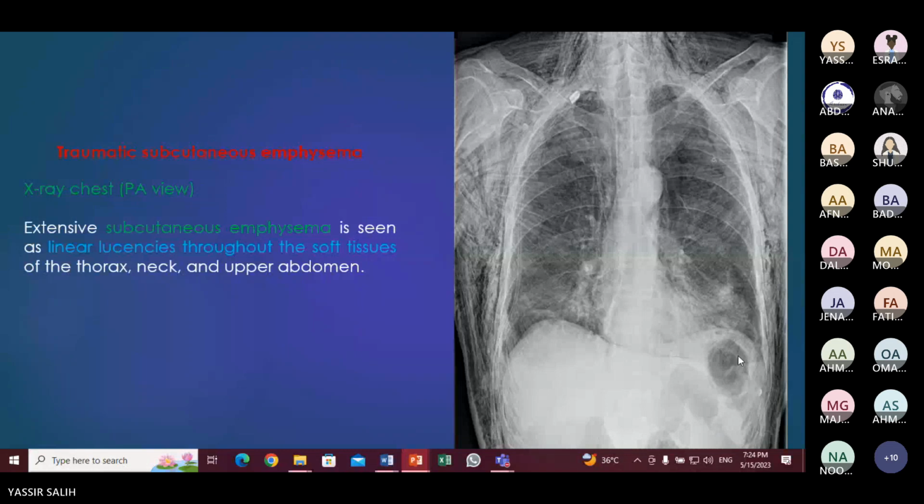Yes. What is this? Where is this air? It's a stomach bubble under the diaphragm. Yes, this is the stomach. This is normal air within the stomach. But there is abnormal air in other parts, where the air is seen in abnormal areas.